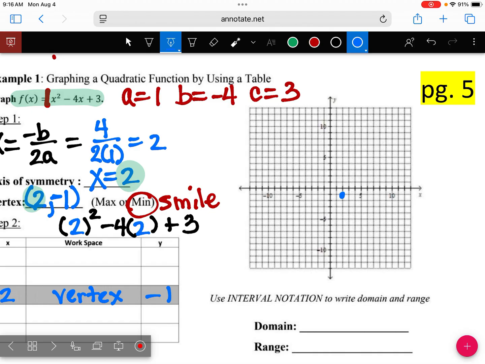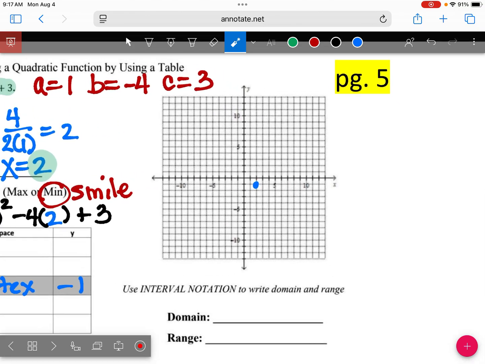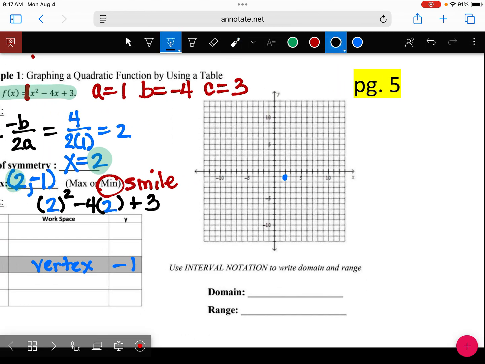But what is the y-intercept? One of these here will tell you the y-intercept. Which one of these is the y-intercept? C. So I'm going to write it at the bottom. I don't know if you all have some space, but try to squeeze it in somewhere. So the y-intercept is at 0, 3. Let's go ahead and plot that point too.